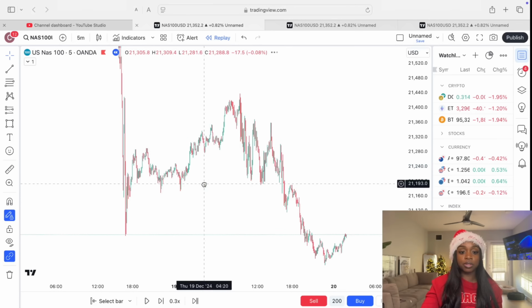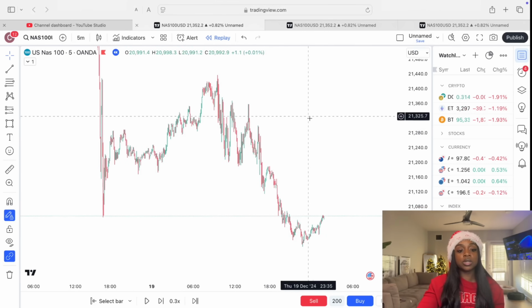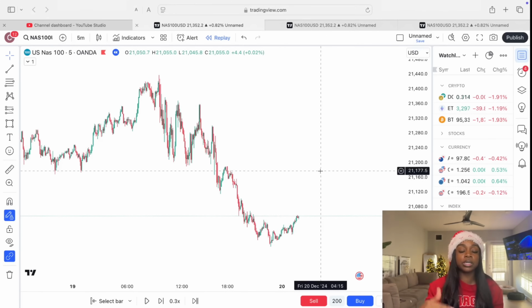I am on the 5-minute time frame. Now, this strategy works on any time frame. I personally like trading on the 5-minute time frame. That's just a personal preference. I am a scalper. Everything that I show you guys, you can apply to any time frame you would like. The only thing is, once you're applying it to a time frame, you should be staying on that time frame, and you're taking it solely based off of what you're seeing from that time frame.